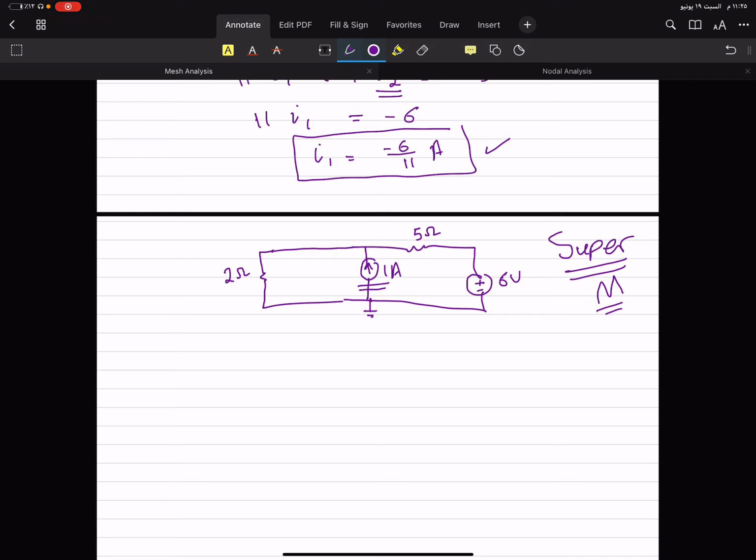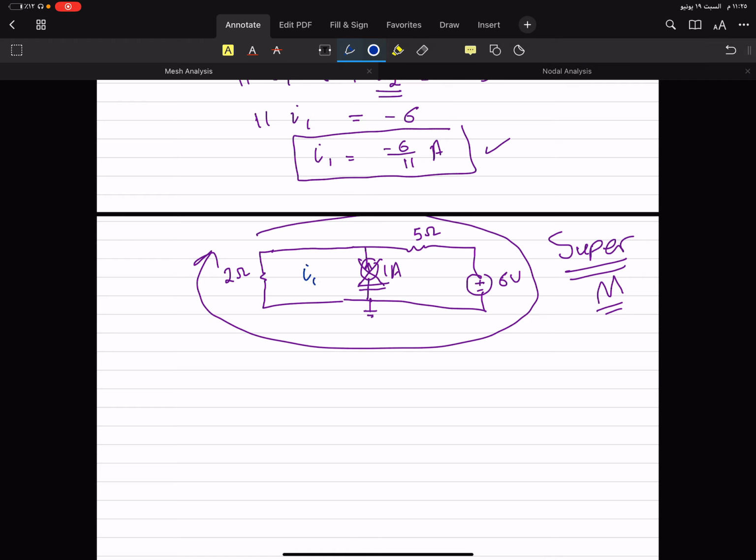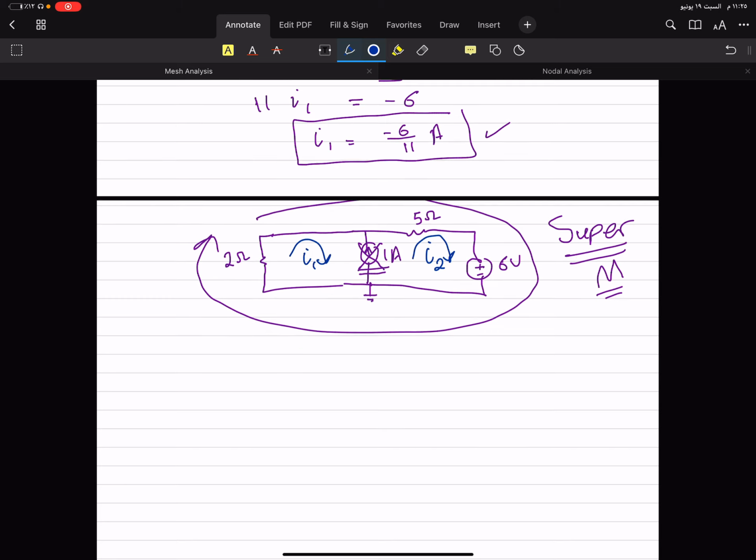You will merge these two meshes. You will assume that there is no current source in the middle. You will assume that all this is one loop, but don't mix up I1 and I2. Still, I1 is something and I2 is something else. When I say put all of them in one loop, I just mean for the equation. But still, I1 is something different and I2 is something different.